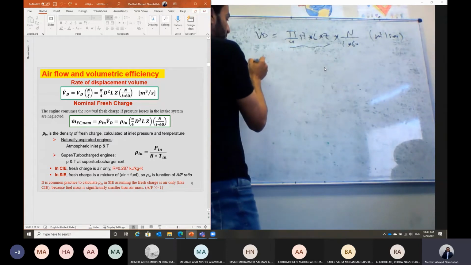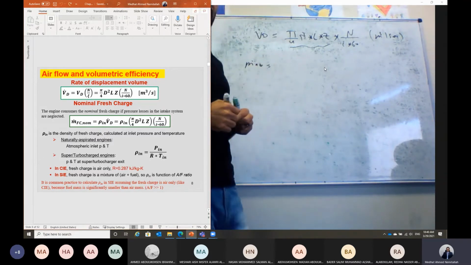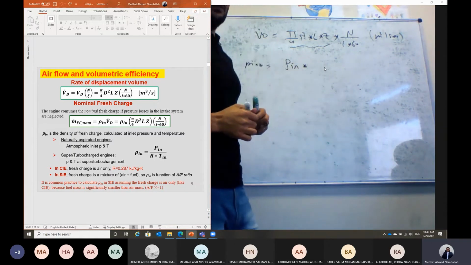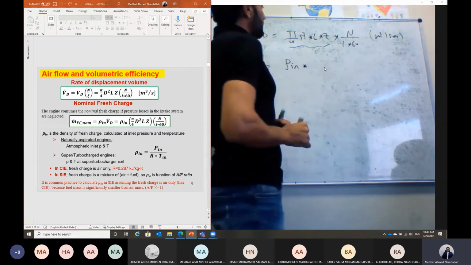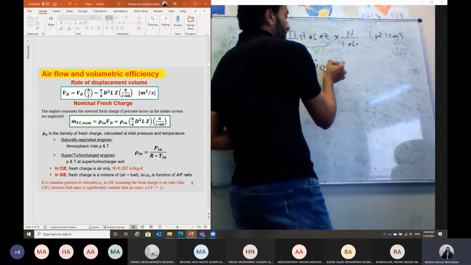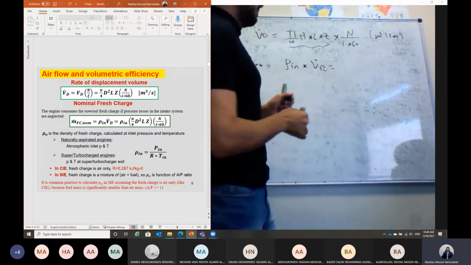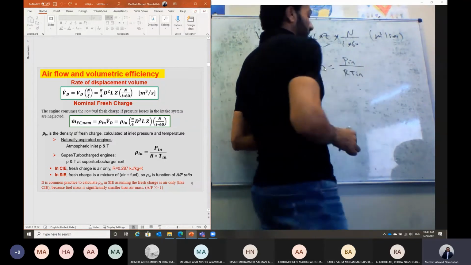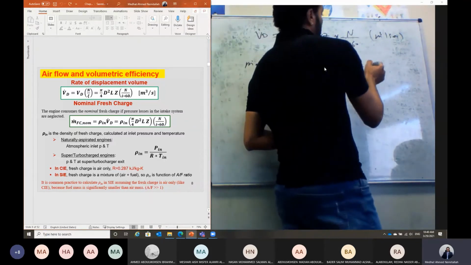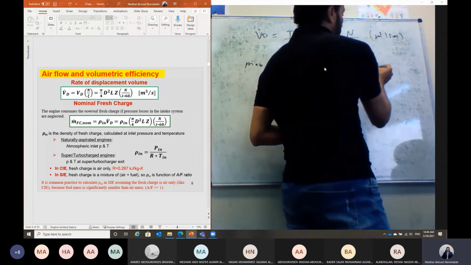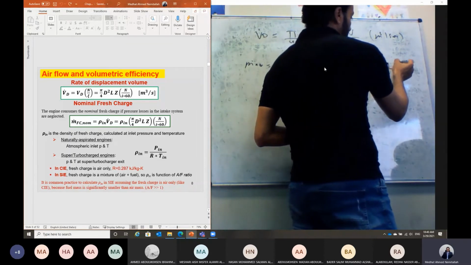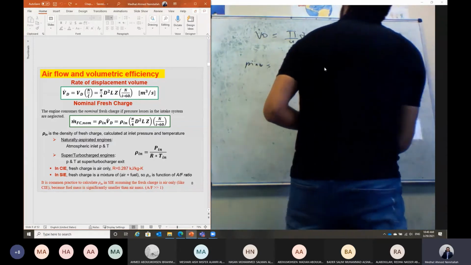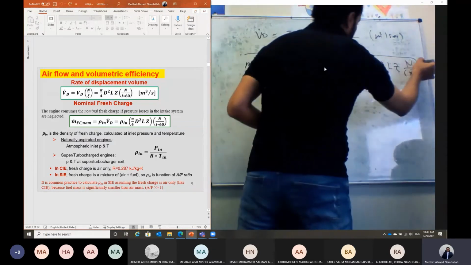What about the mass flow rate of air? The mass flow rate of air to the engine would equal the density of the incoming air in the intake manifold multiplied by the displacement volume rate, V dot displacement, which should equal the pressure in the intake manifold divided by RT. This is multiplied by the displacement volume, which is pi over 4 d square L multiplied by Z multiplied by N divided by R multiplied by 60 in this case.